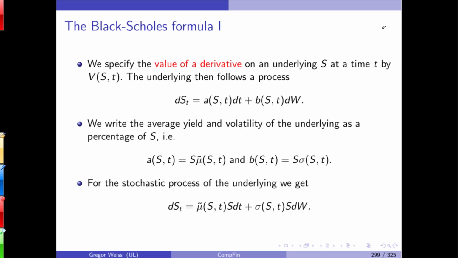We assume the stock price follows, probably, geometric Brownian motion, but we can assume a general diffusion process, a(S,t) dt plus b dW. We write this a little bit differently. We are using an average yield and average volatility. So we have dS changes according to mu tilde S dt plus sigma S dW, geometric Brownian motion.